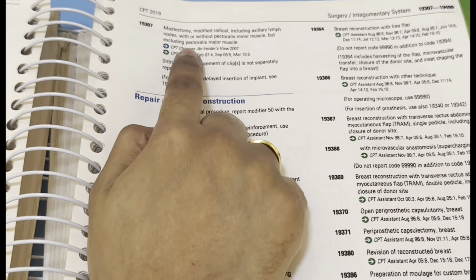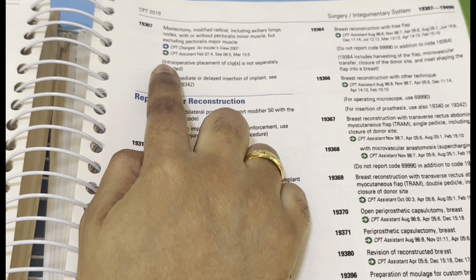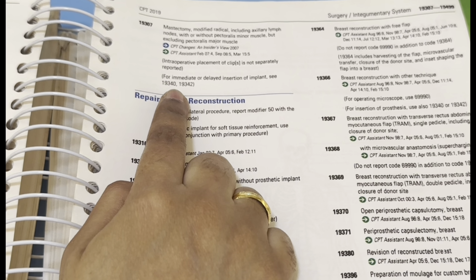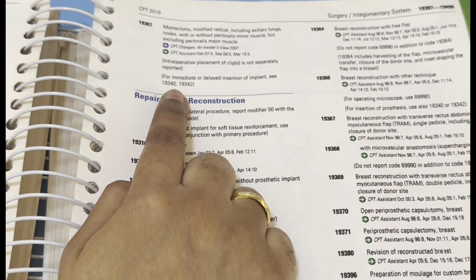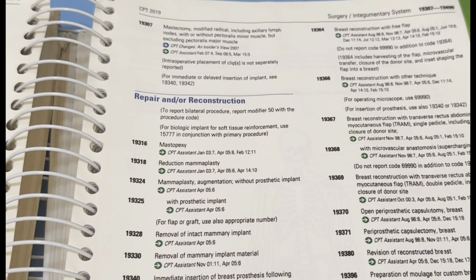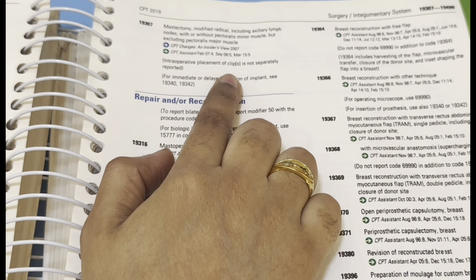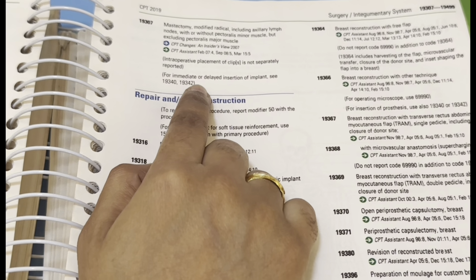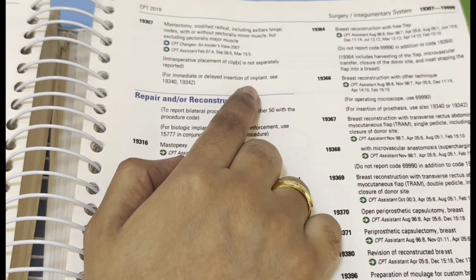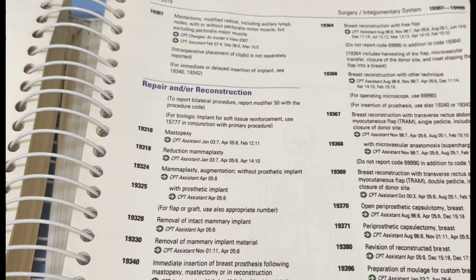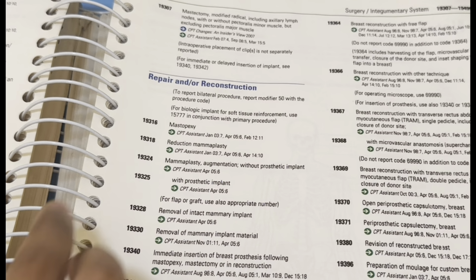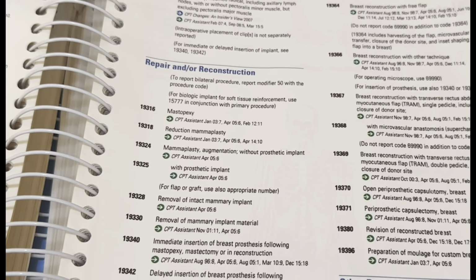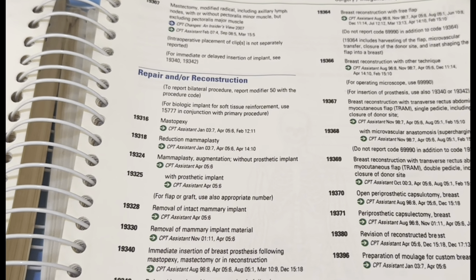So, this is correct. And you need to always check whatever is mentioned down in the bracket. Anything in the bracket, check whether it is connected with our question or not. This is nothing connected with our question: intraoperative placement of clips for immediate or delayed insertion of implant. No, we don't need that. So since this is the correct code, we got the answer as 19307.